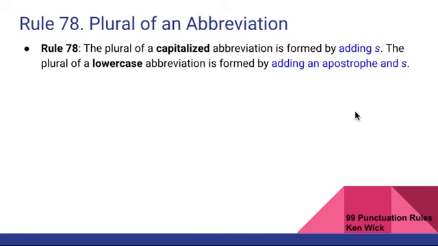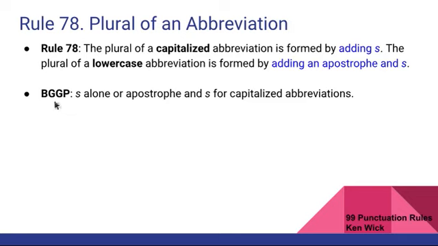The plural of an abbreviation. The plural of a capitalized abbreviation is formed by just adding S. The plural of a lowercase abbreviation is formed by adding apostrophe and S. The BGGP says S alone or apostrophe and S can be used for capitalized abbreviations. You know, this is how it used to be done. For abbreviations, you always would put apostrophe S, but now the capitalized ones are just adding S.